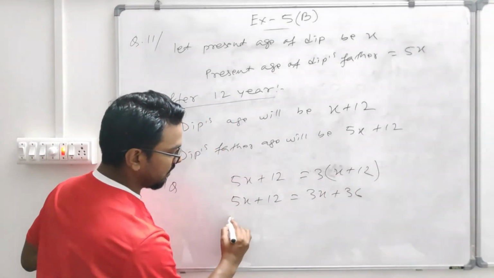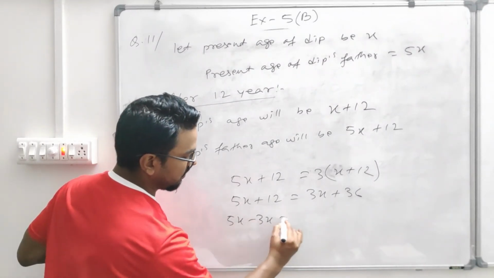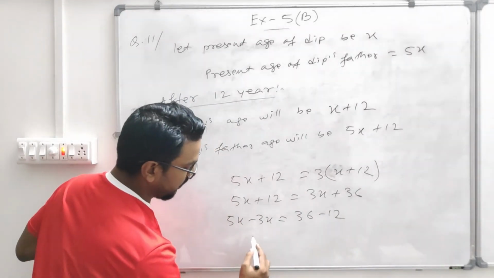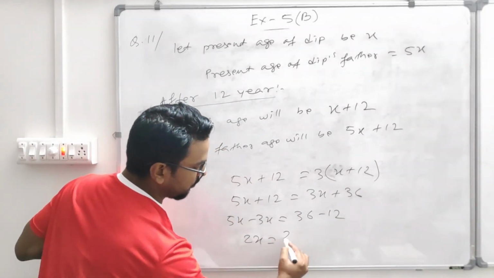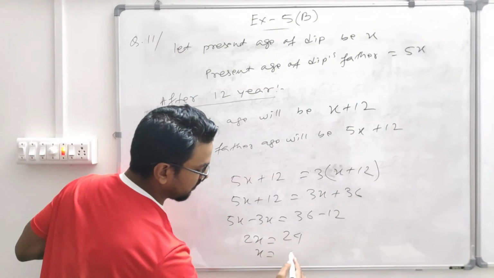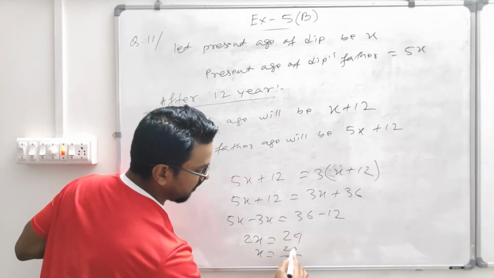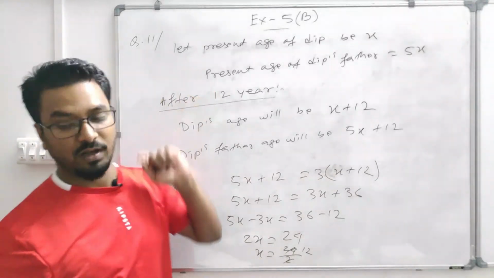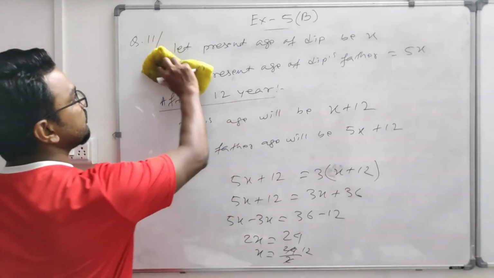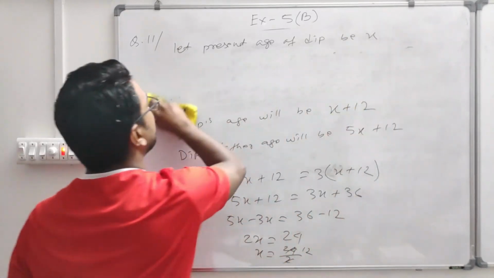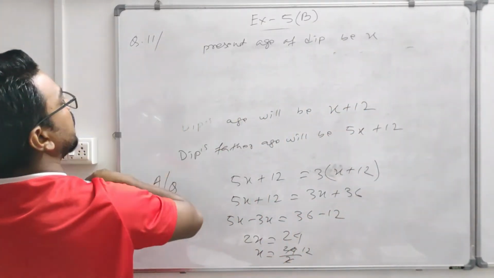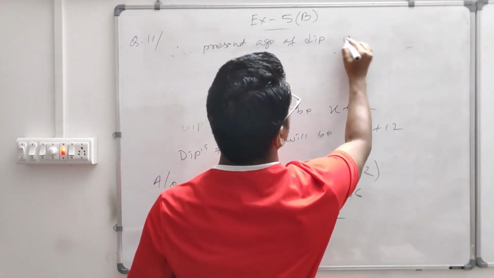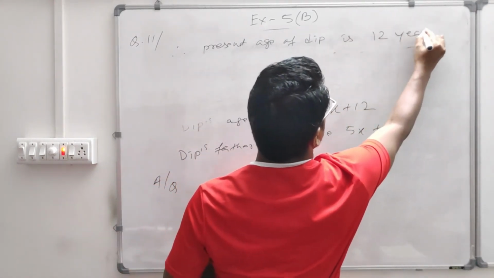Bring this to the other side, 5x minus 3x. Take this to the other side, 36 minus 12. So this will become 2x and this will become 24. So the value of x will become 24 divided by 2, that is 12. So the present age of Deep will be 12 years. Therefore, the present age of Deep is 12 years.